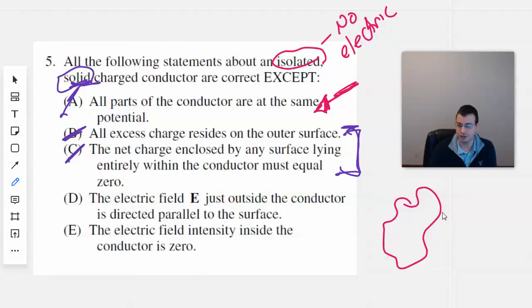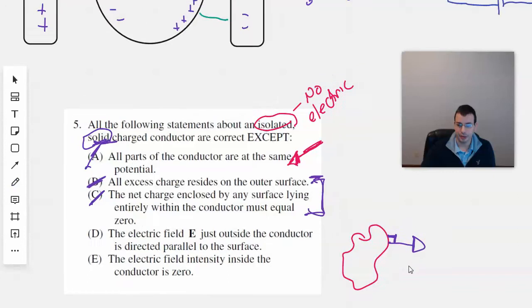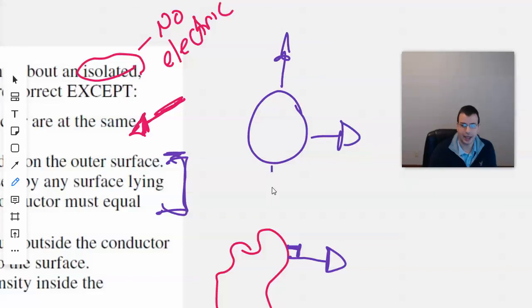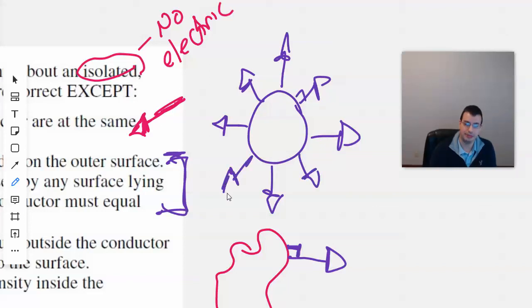That's just false. All electric field lines leaving a conductor are always perpendicular. One way to kind of remember that, not like a mnemonic, is when you see the picture of a charged particle with electric field, they're always going out like this, and these are all perpendicular. Turns out it's true for any shape of a charged conductor as well.